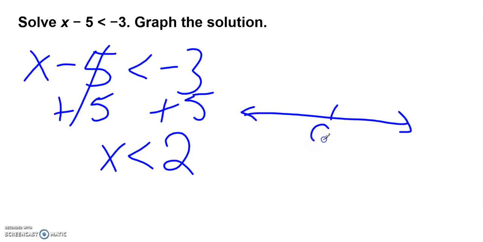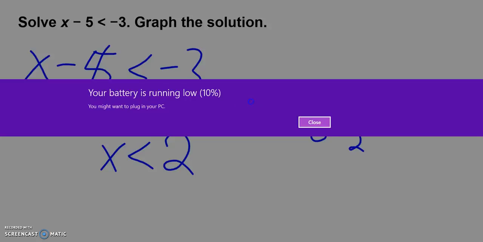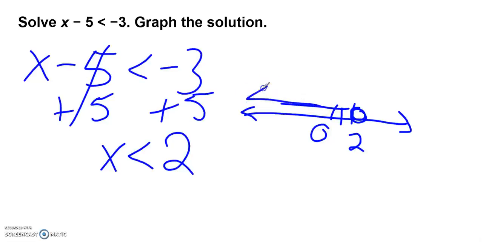We have a 0, and then 1, 2. This is going to be an open circle because we don't have the equal to, so 2 is not included. And then x is less than, so it goes all of this. Okay?